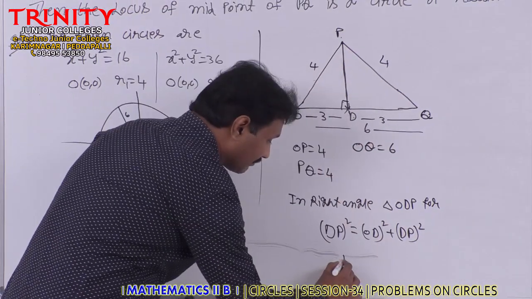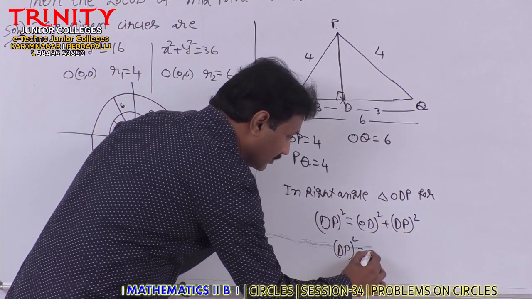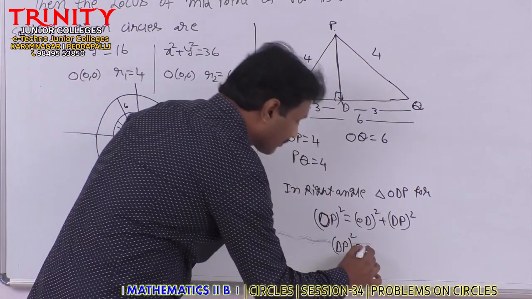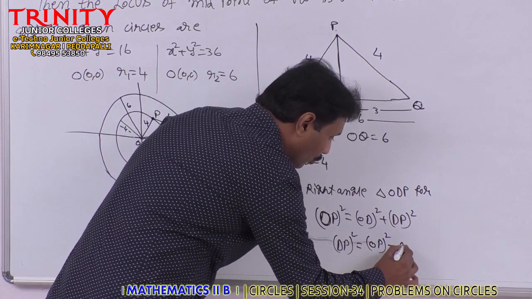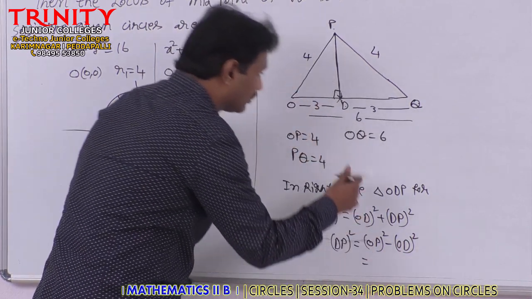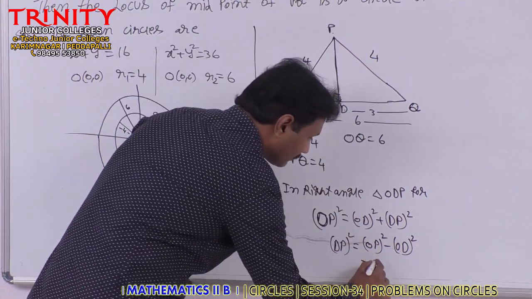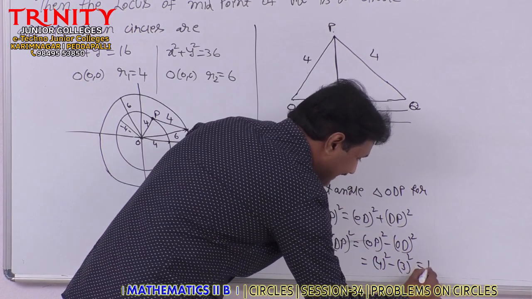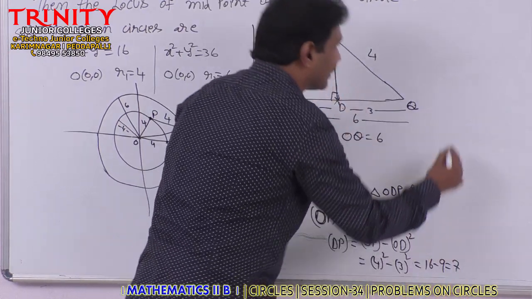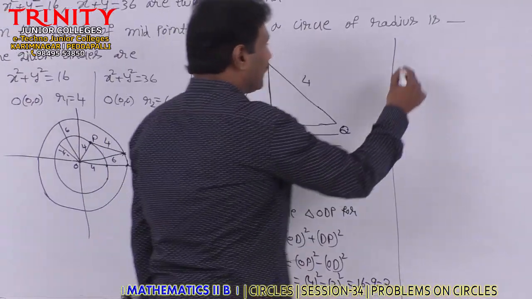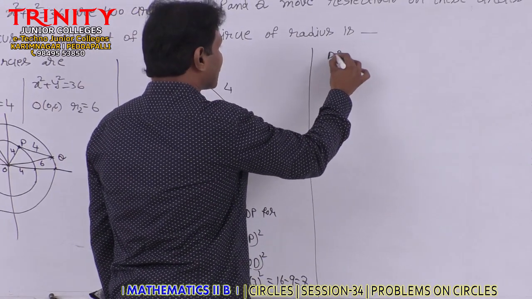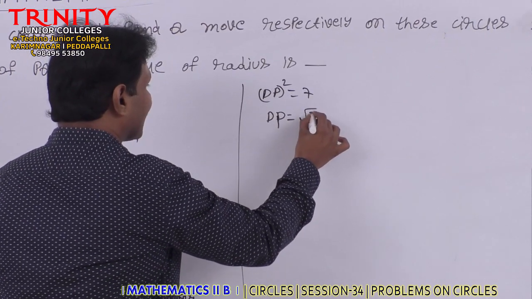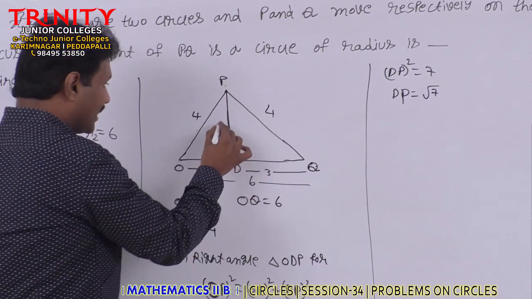We need DP square. DP whole square equals OP square minus OD square. The value of OP is 4, whole square. The value of OD is minus 3, whole square. That equals 16 minus 9, that equals 7. Therefore, DP square equals 7. The length of DP is root 7.